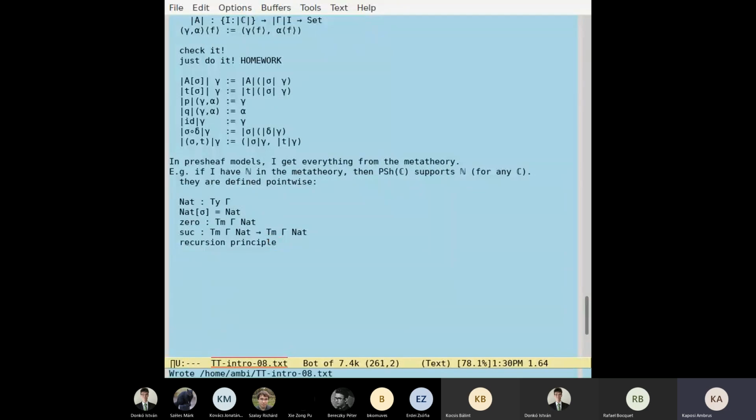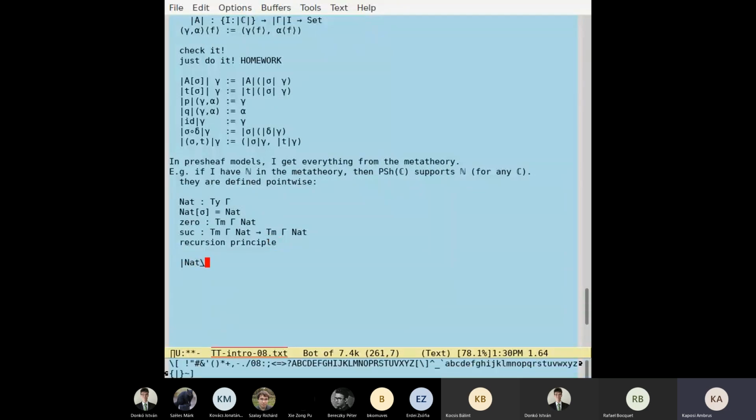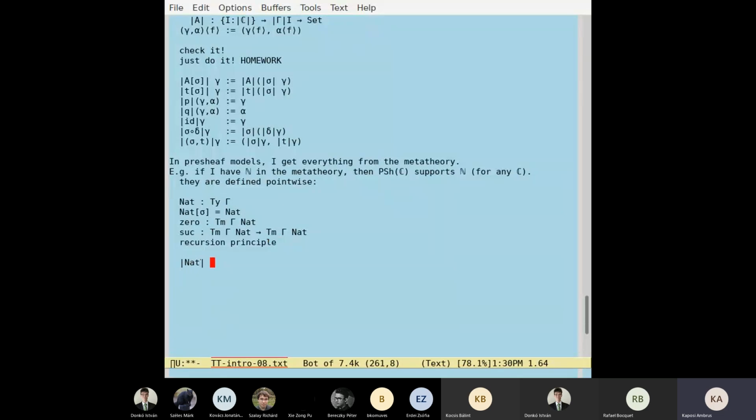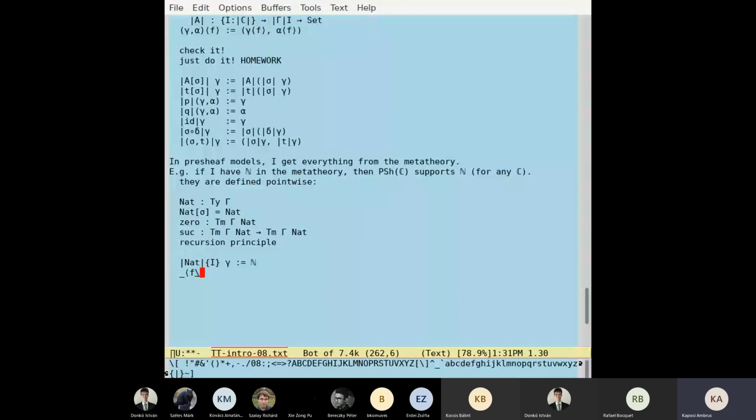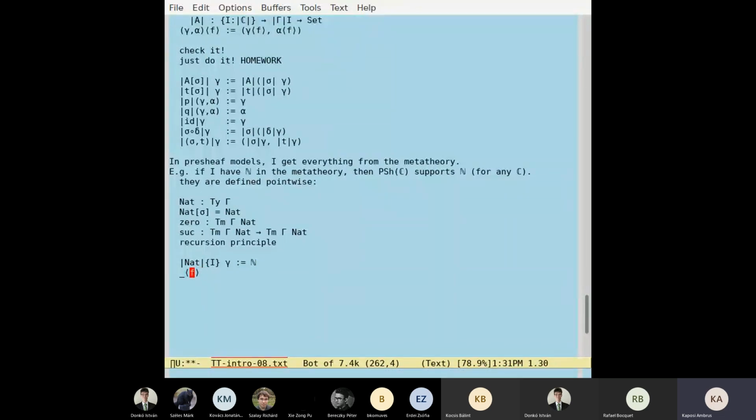And you can define natural numbers in the presheaf model by saying that Nat at Gamma is just, right, here is a set, a type. So it has the first component, which is the family of sets. And I say that every family is just the meta-theoretic natural numbers, okay? And what does restriction do? Restriction doesn't do anything. So if I have a natural number and I restrict it, I return the same natural number.